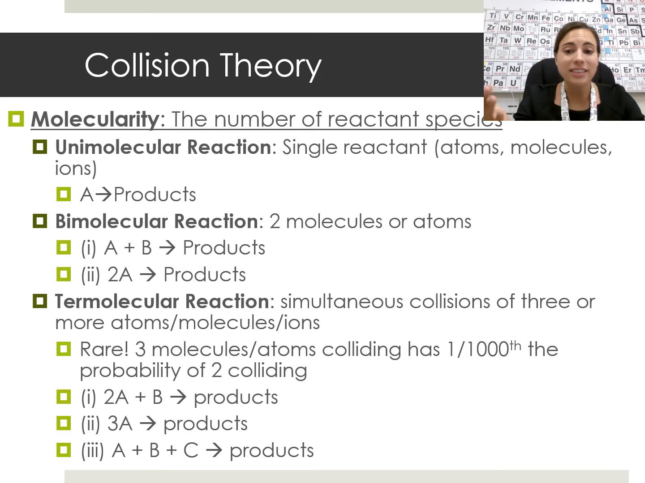The concept behind it, what I want you to really get from this, is that almost all reactions and steps of reactions are uni or bimolecular, because the chance of three molecules colliding at the same time with the proper orientation and sufficient energy is 1/1000th of the probability of two colliding. So it is very, very rare for us to have three reactants in a step of a reaction.